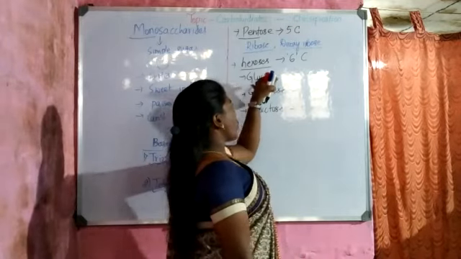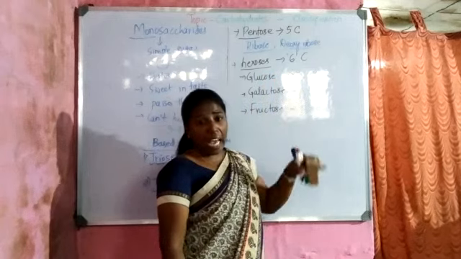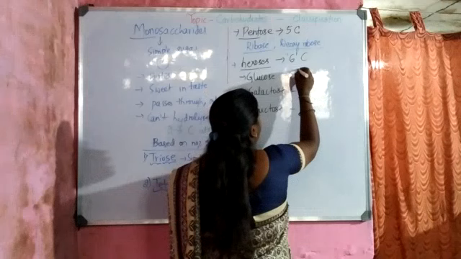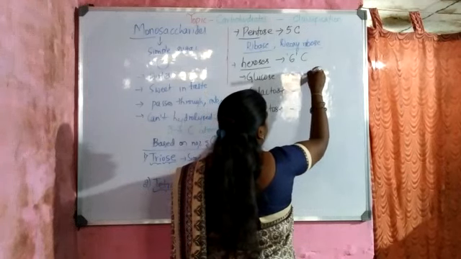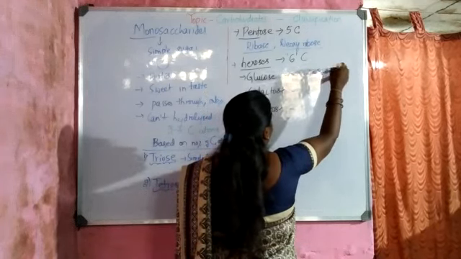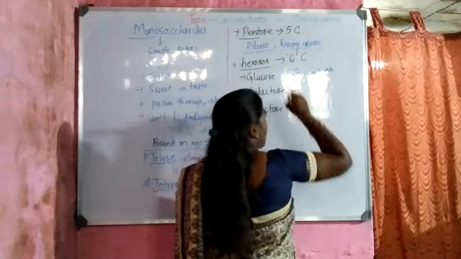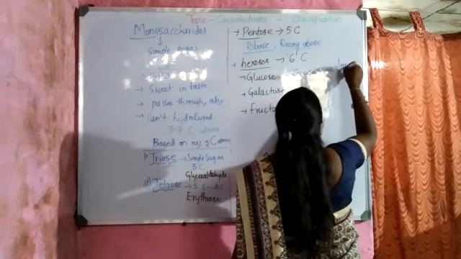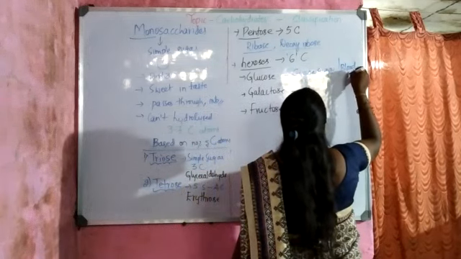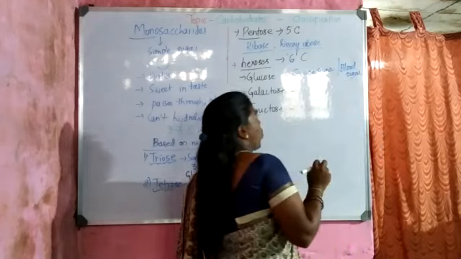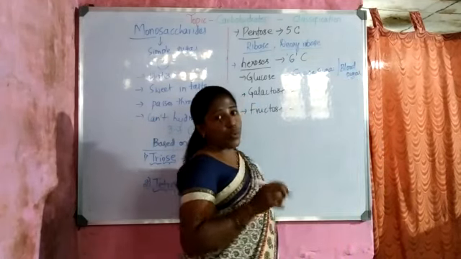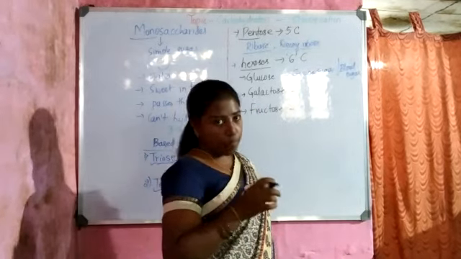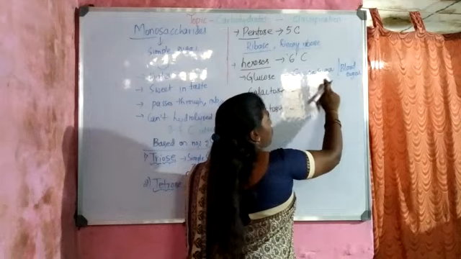Glucose is commonly called grape sugar. It is also called blood sugar. The common names of glucose are grape sugar and blood sugar. Why do we call glucose grape sugar? Because in excess we can find the presence of glucose in the grapes. Hence the name grape sugar.